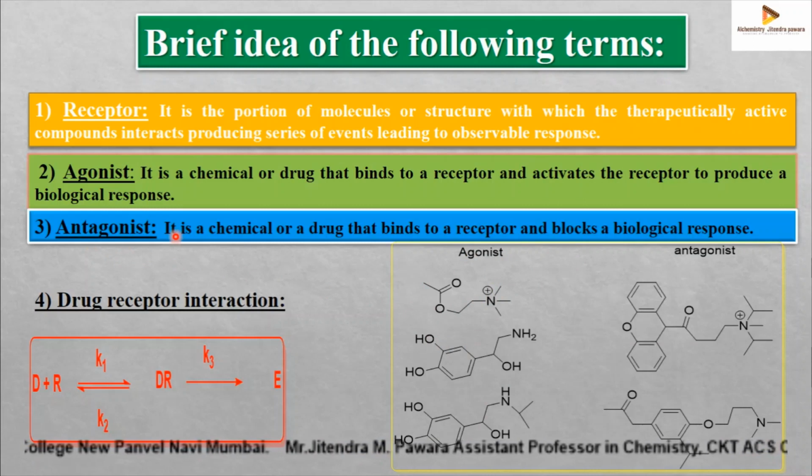Then second term is antagonist molecule. It is a chemical or a drug that binds to a receptor and blocks the biological response. So these are the examples of antagonist molecule. It binds to a receptor and blocks the response of that receptor. We can convert an agonist to an antagonist molecule by changing, introducing or removing some functional group.